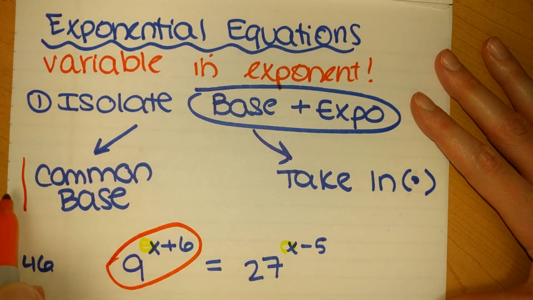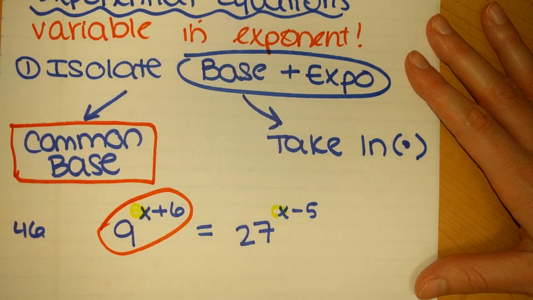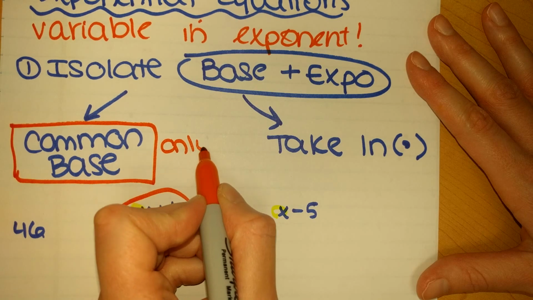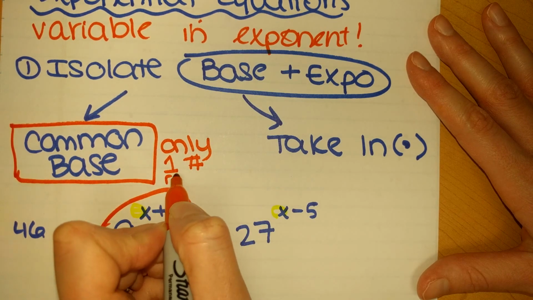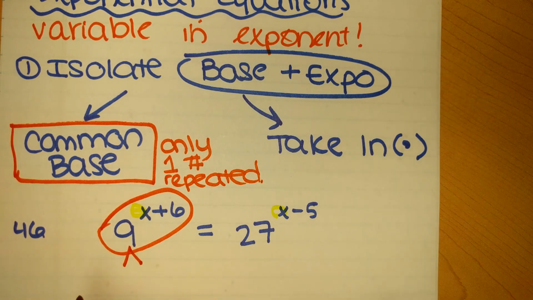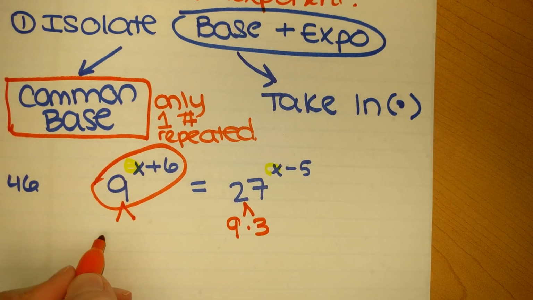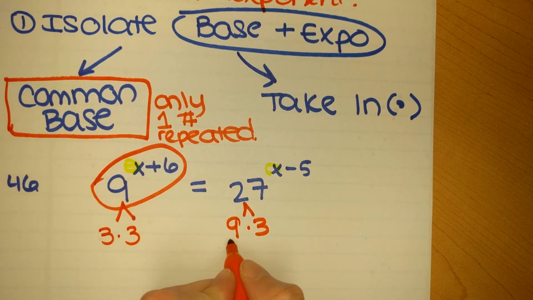So to focus on the particular method of getting a common base: a common base means that you have only one number repeated in the factor tree. So when you think about 9, your common base cannot be 9 here because when you draw 27's factor tree, you have 9 and 3. So because of that presence of 3, 9 cannot work as a common base. So in this case, 3 is going to be our common base.